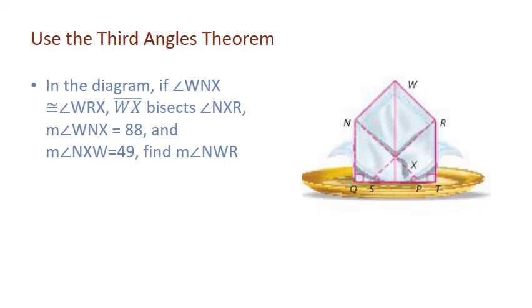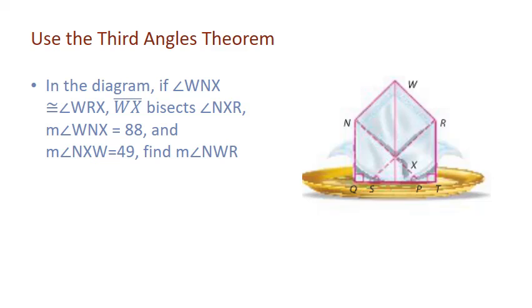All right, so we've been introduced here to a new theorem, the third angles theorem, which says that if two angles of one triangle are congruent to two angles of a second triangle, then the third angles of the triangles are also congruent. And we've got a diagram here over to the right. Looks almost like an envelope where the flap is unfolded. But let's read through here and see if we can't figure this out.